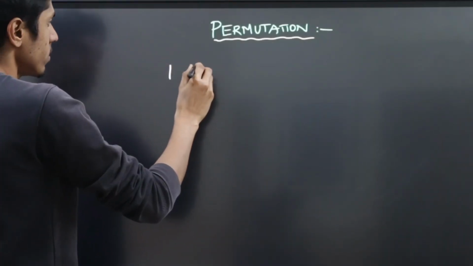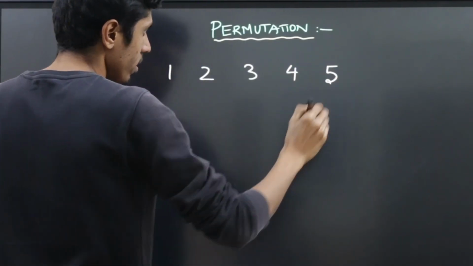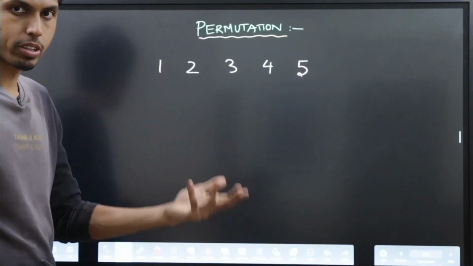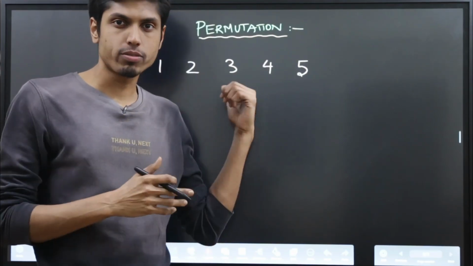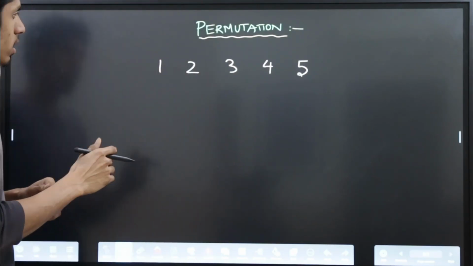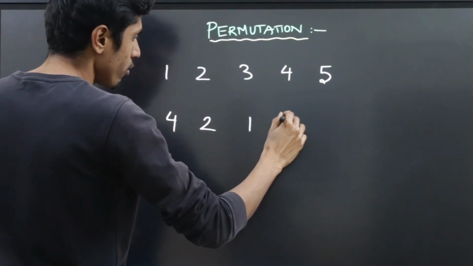Suppose you consider 5 numbers 1, 2, 3, 4, 5. You want to do some permutation. What is a permutation? It just means some rearrangement of these numbers. Let's say you do 4, 2, 1, 5, 3.